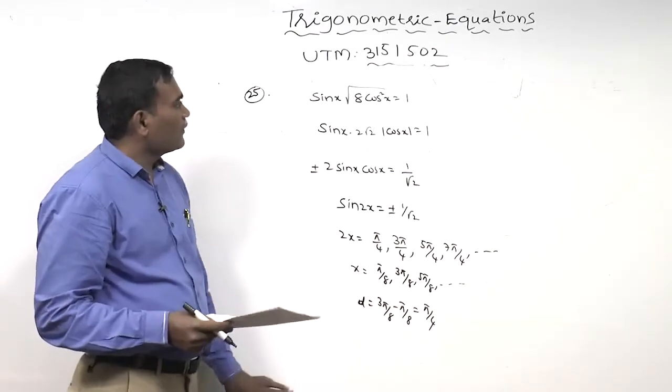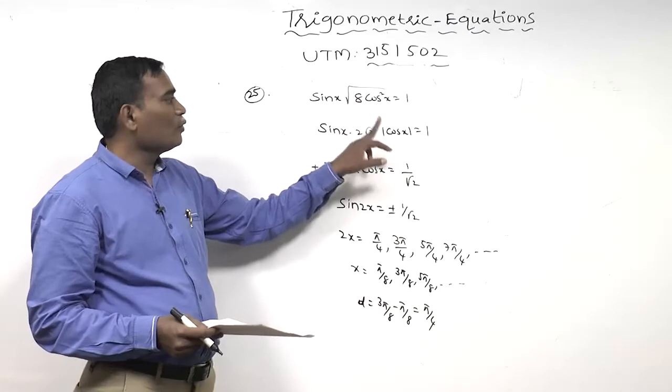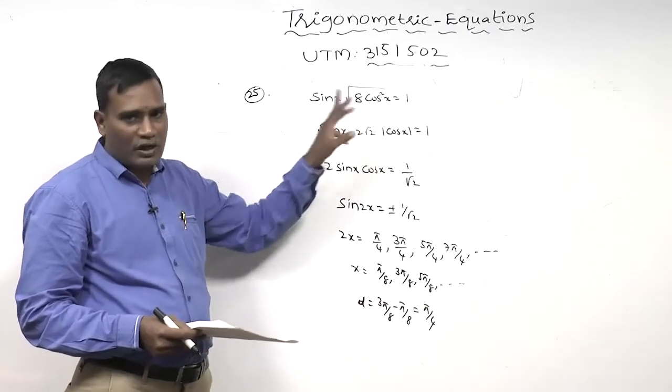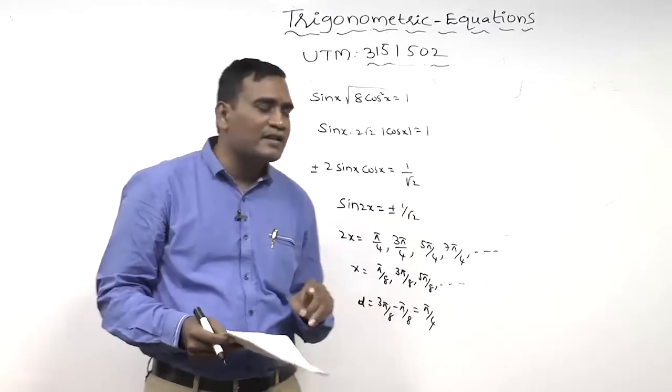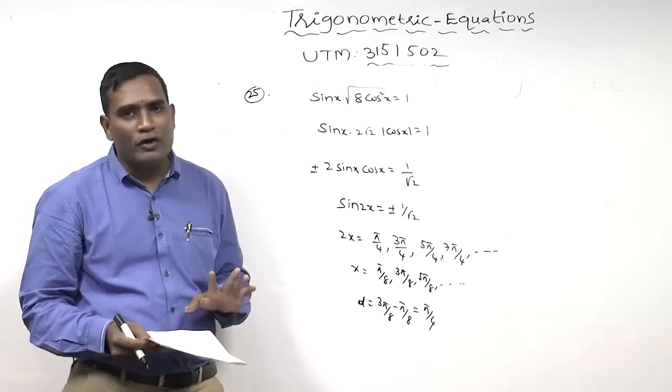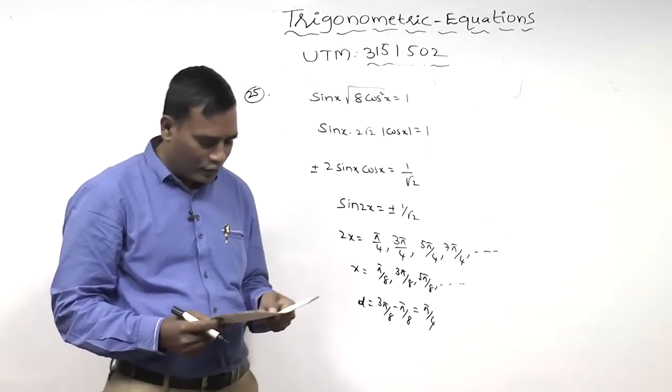Here always you take root of cos square x. Root of x square means you take modulus of x. Root of x square means always you take modulus of x. That is important.